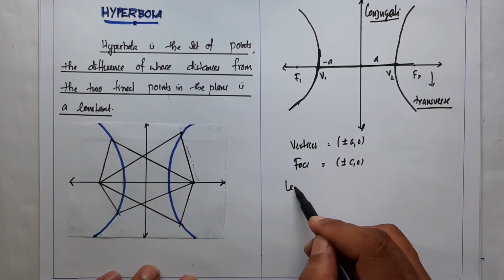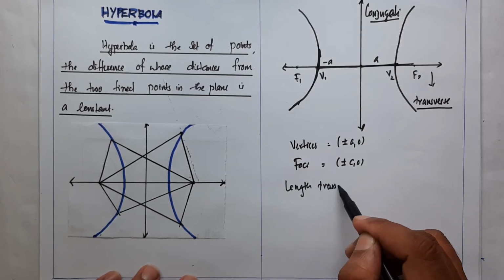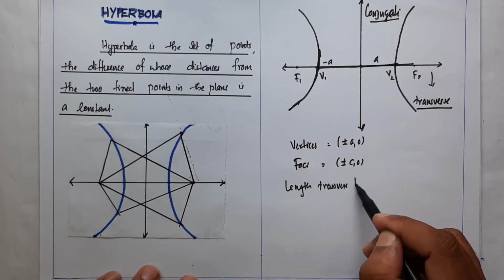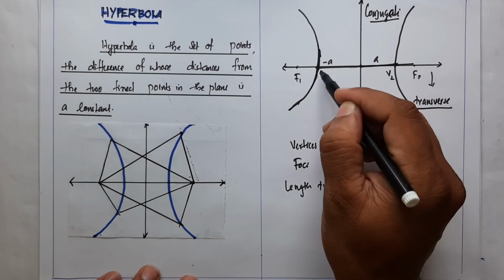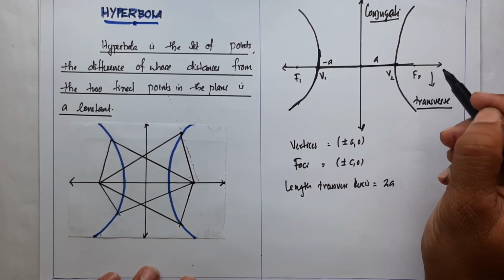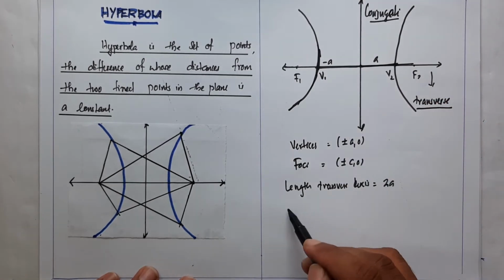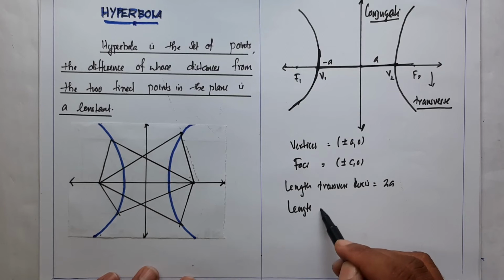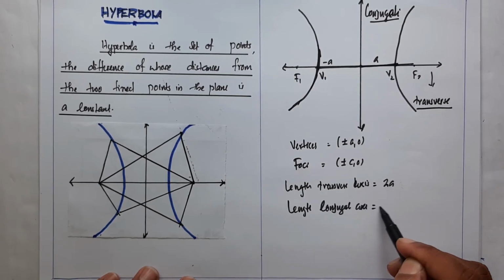Then the length of the transverse axis is denoted by the symbol 2a. This distance is the transverse axis. This is a plus a, the answer is 2a. And the length of the conjugate axis is equal to 2b.